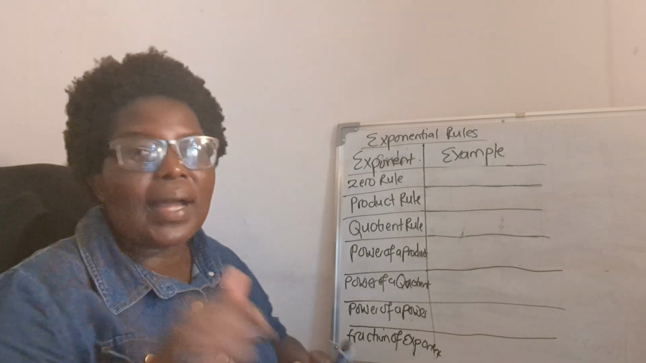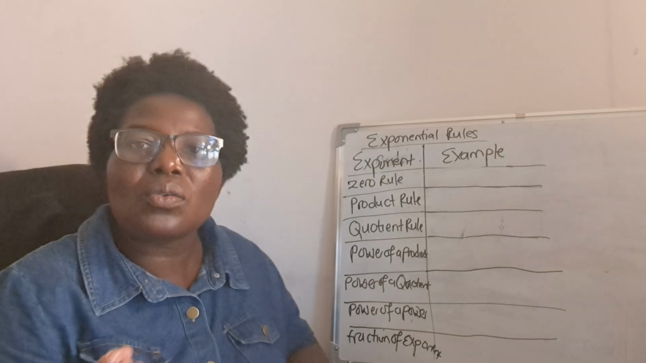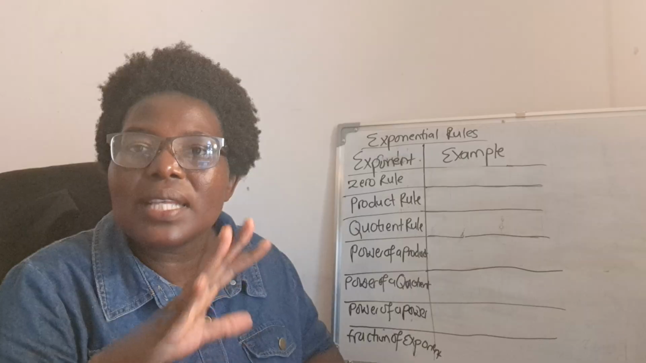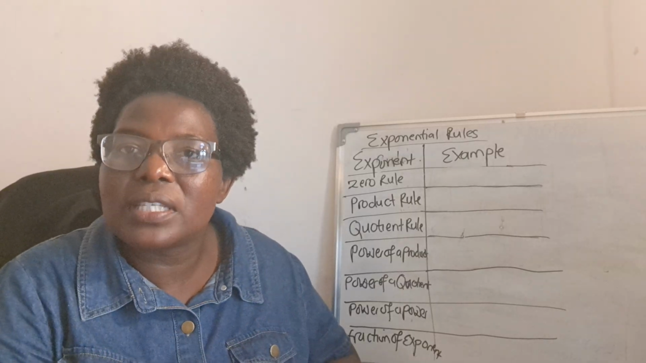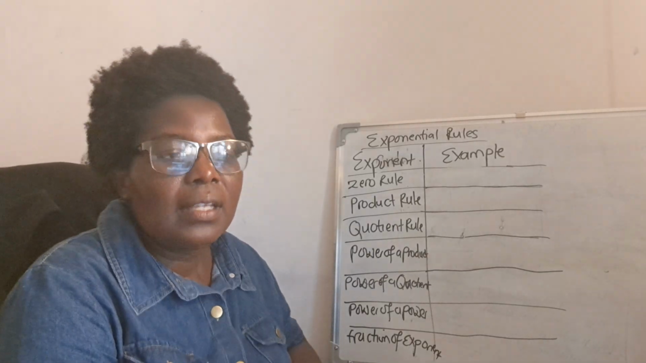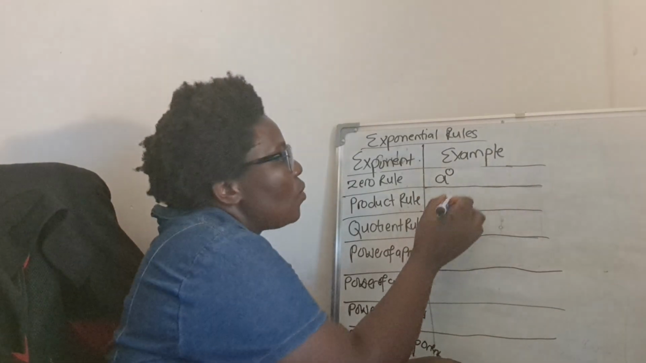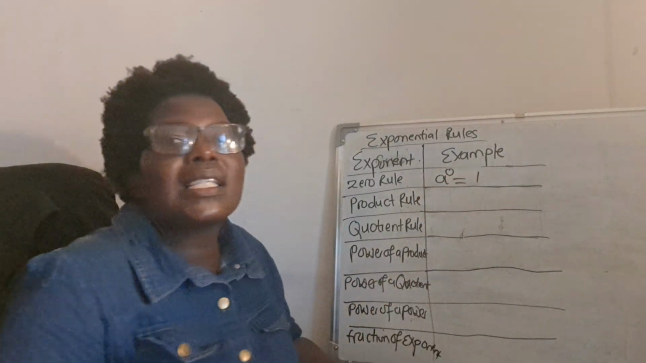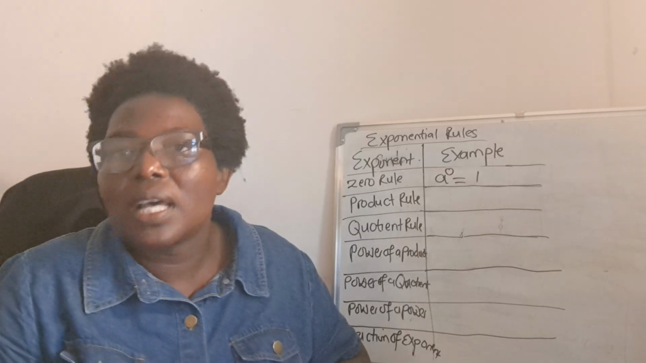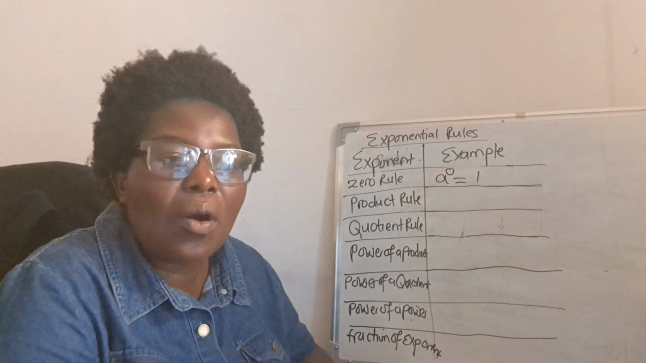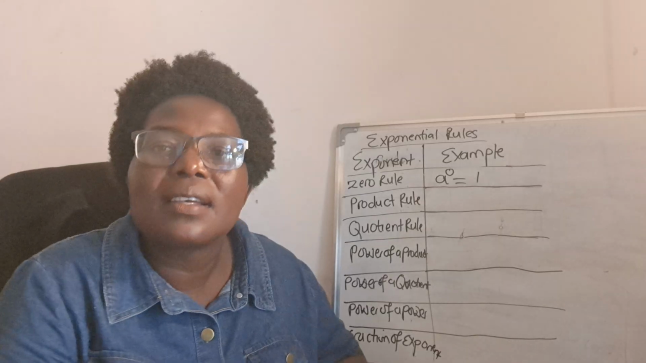So rule number one is the zero rule. With the zero rule, we know that anything raised to the power of zero is equal to one. In this example, I'm going to use letters. If we say a to the power of zero, it's automatically one. So that's rule number one. Whether you raise 100 to the power of zero, it's always one.